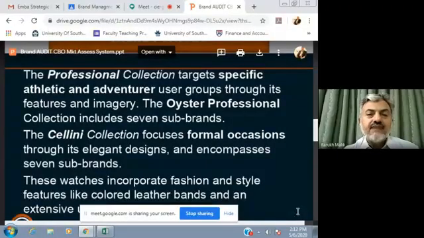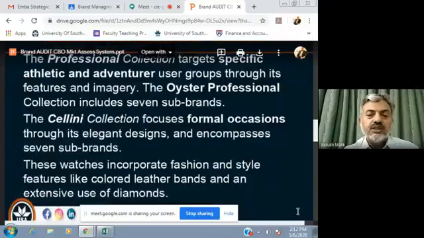They have leather straps, and they are produced with a lot of care. The Cellini collection focuses on formal occasions through its elegant designs and encompasses 7 sub-brands. These watches incorporate fashion and style, and they have colored leather bands and an extensive use of diamonds.